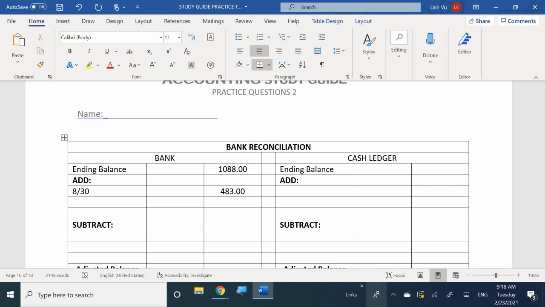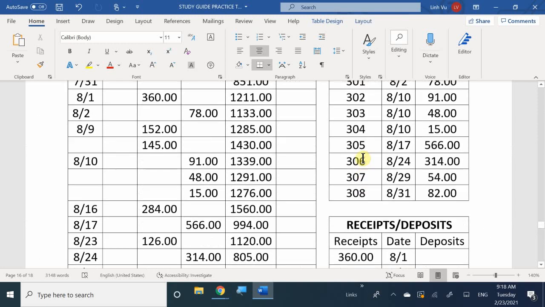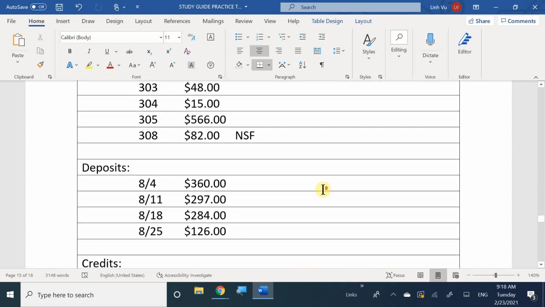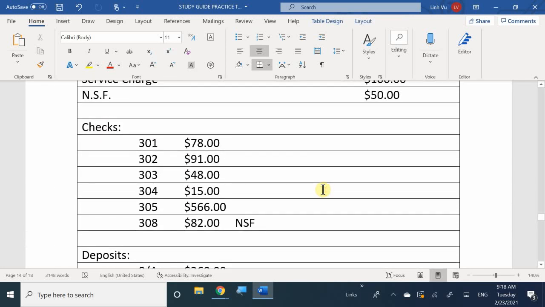So what do I need to subtract from my bank? The outstanding checks. So let's take a look at our check register. How many checks did I write? 8. You wrote 8. Let's go ahead and determine which checks have cleared.